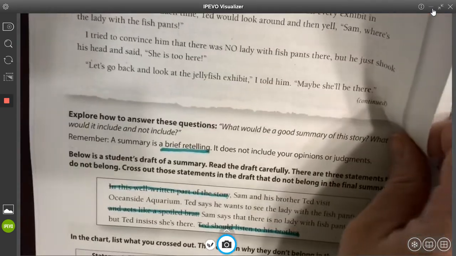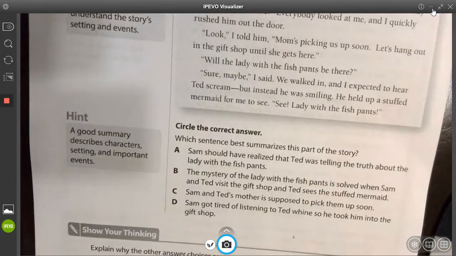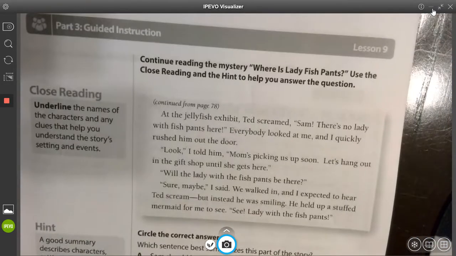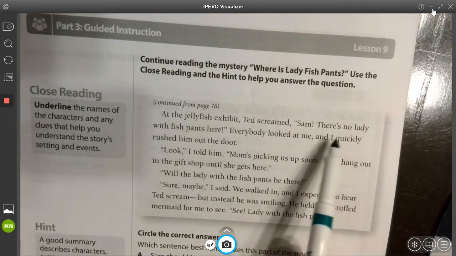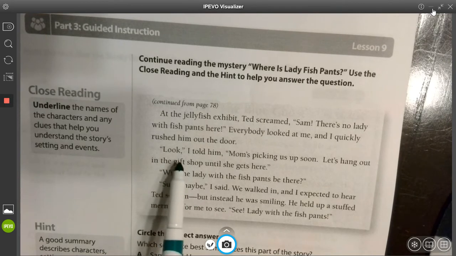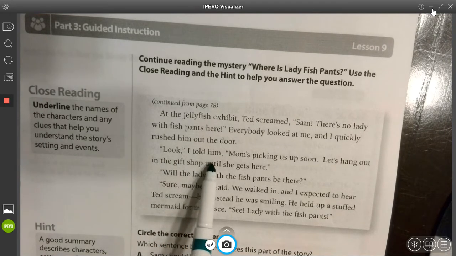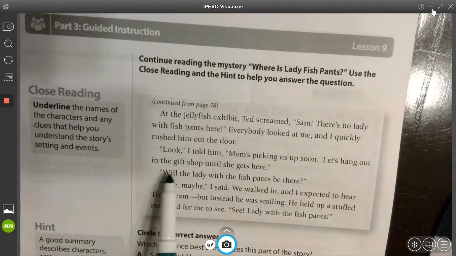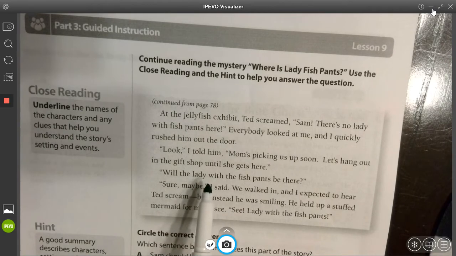Okay, let's continue with this story. At the jellyfish exhibit, Ted screamed, "Sam, there's no lady with fish pants here." Everybody looked at me and I quickly rushed him out the door. "Look," I told him, "Mom's picking us up soon. Let's hang out in the gift shop until she gets here."